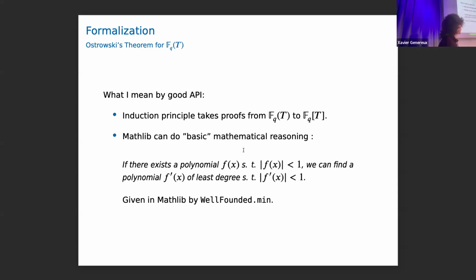And then you think a little bit, well, degrees are well-founded. So you can use WellFounded.min from Mathlib to get this polynomial out. And I thought that was also nice because it just follows the paper proof pretty much. So this is something that went well.